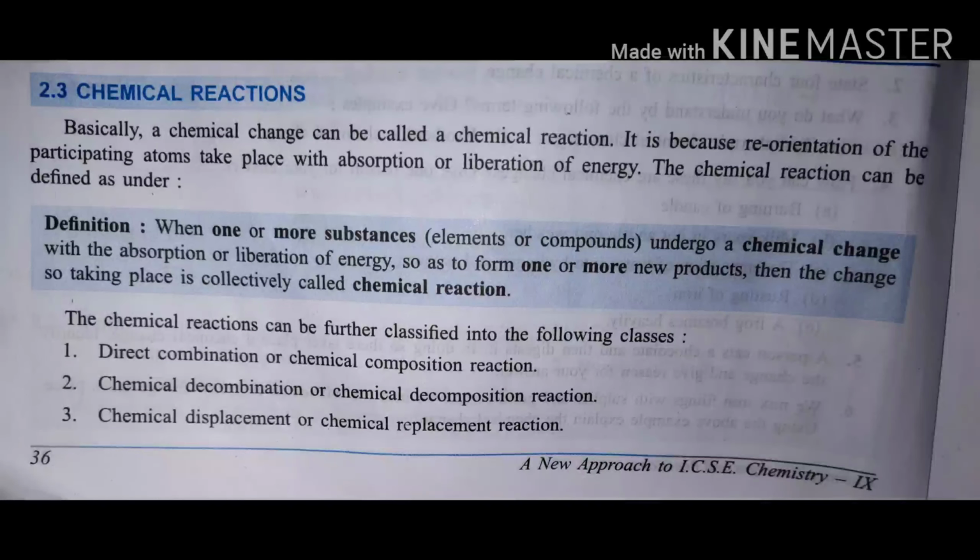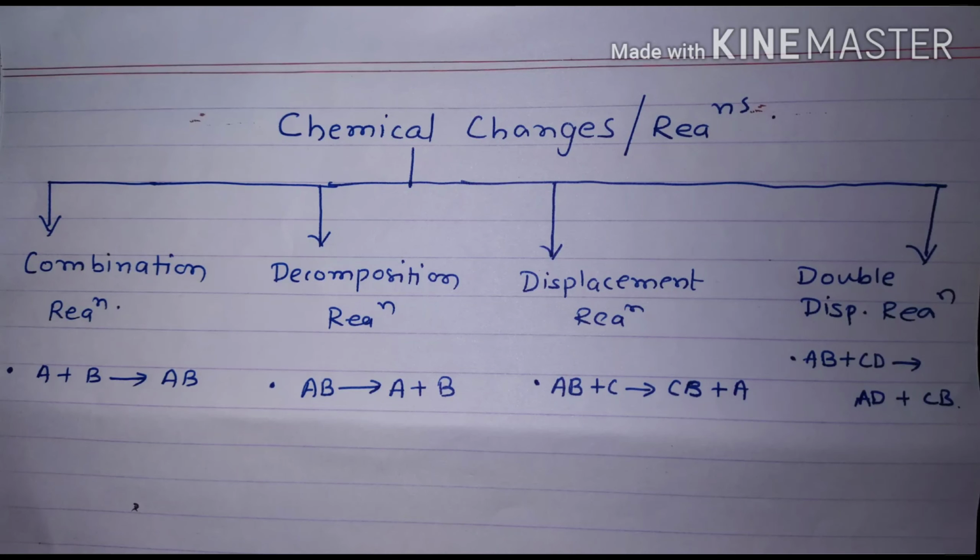In this part of the chapter, we are going to study various types of chemical changes. Chemical changes are broadly classified into four types: first is combination, decomposition, displacement and double displacement. These are the four types in which chemical reactions are classified or divided. Now we will study in detail about each type of chemical reaction.